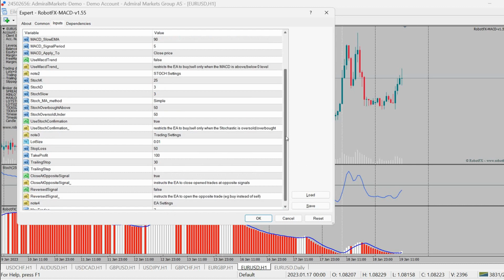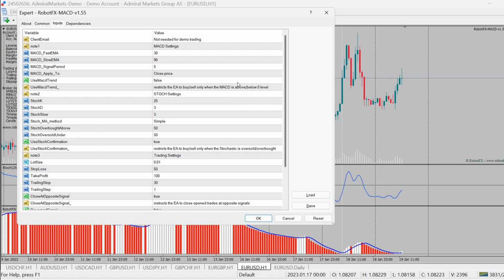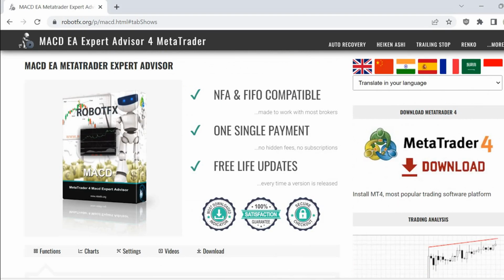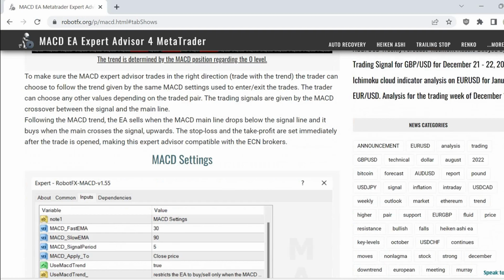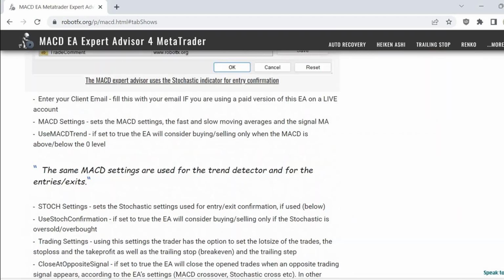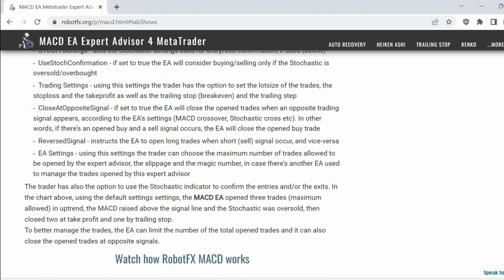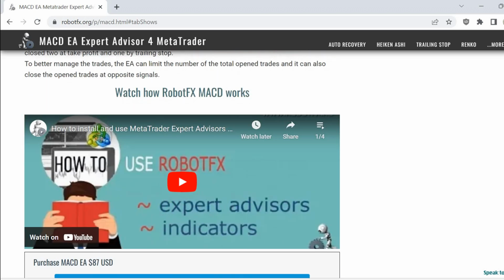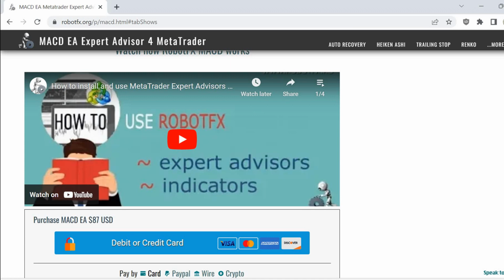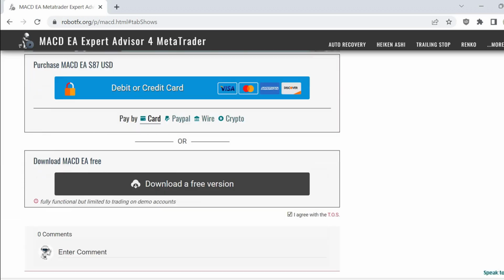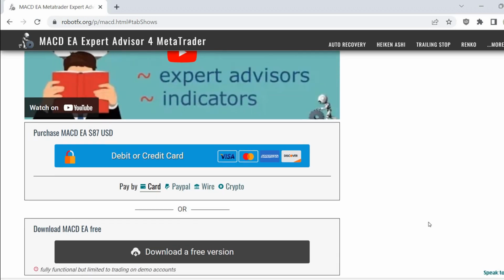And this is it about the settings of the RobotFX MACD Expert Advisor, and I hope you have understood them. They're also explained in detail on the Expert Advisors page, and also through pictures and videos and everything that you need to understand them. Obviously, if there's something you don't understand, do contact us and send us an email or a message, or even leave a comment, and we will explain to you.